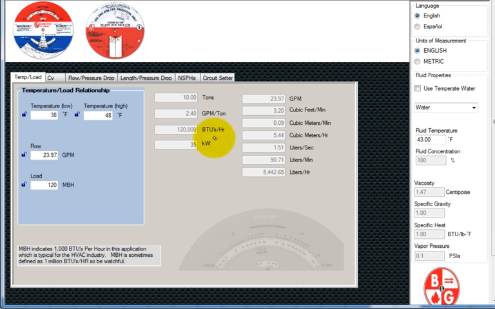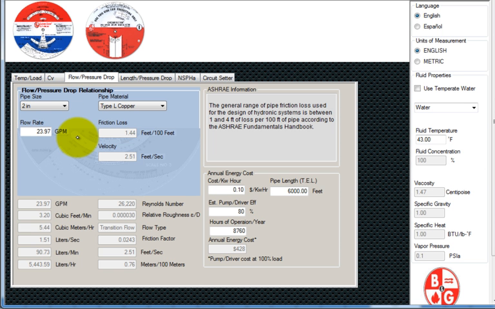This is how many BTUs per hour. This is how many kilowatts. There's a lot of helpful information so that you don't have to guess. And then there's a little footnote, watch out for units. MBH may be interpreted one way or the other. Skip the CV. Let's go to the flow and the pressure drop.